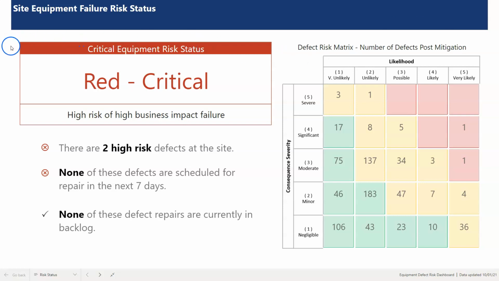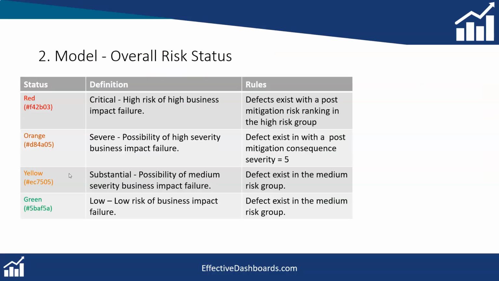So what I've done here is I've put a box here, and I've created a new metric called the critical equipment risk status. And this has got 4 different values. It's got a red value, it's got an orange value, it's got a yellow value, and it's got a green value. I'm just going to flick across and I'll show you what these mean. So there's a quick description here of what each of these mean.